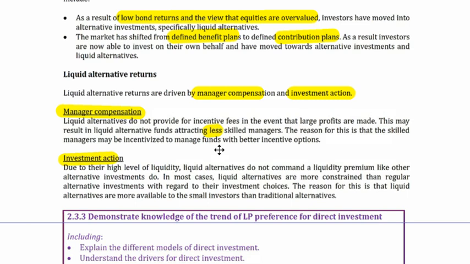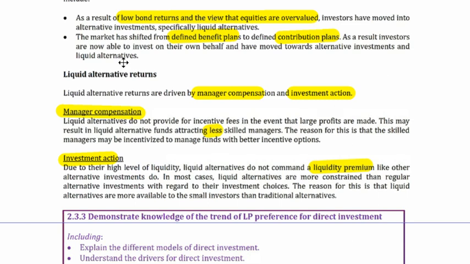Investment action. Due to their high level of liquidity, liquid alternatives generally do not command a liquidity premium. In addition, in most cases, liquid alternatives are more constrained than alternative investments with regard to what they are allowed to invest in. The reason is that they are now being offered to retail or small investors.